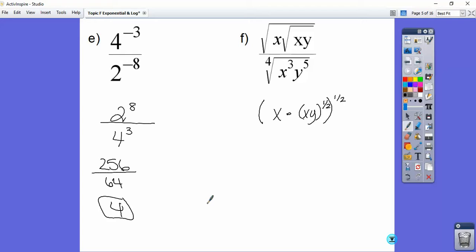Right, on the bottom, a 4th root is what power? 1/4. Okay, now what?